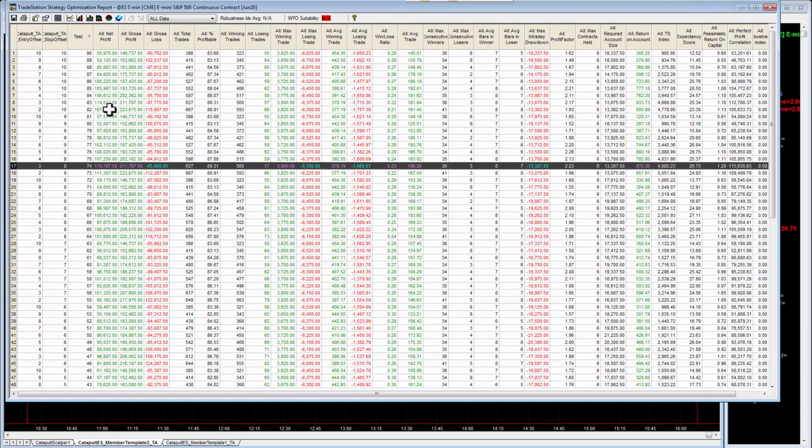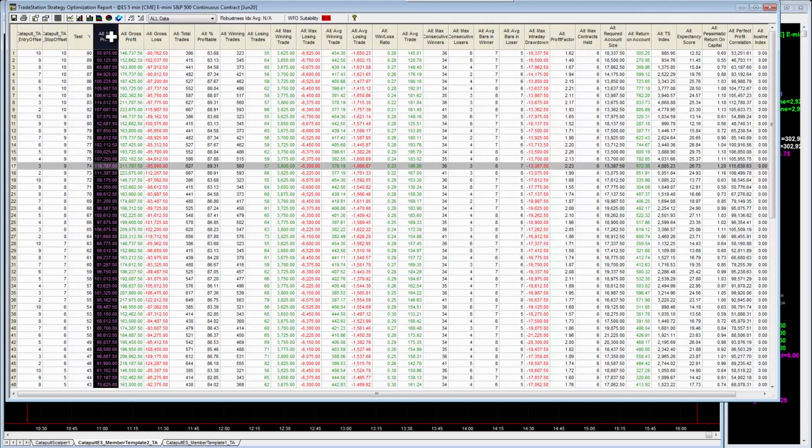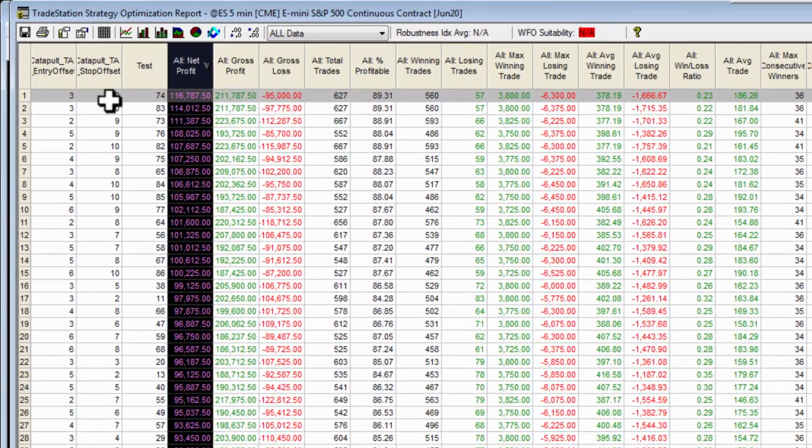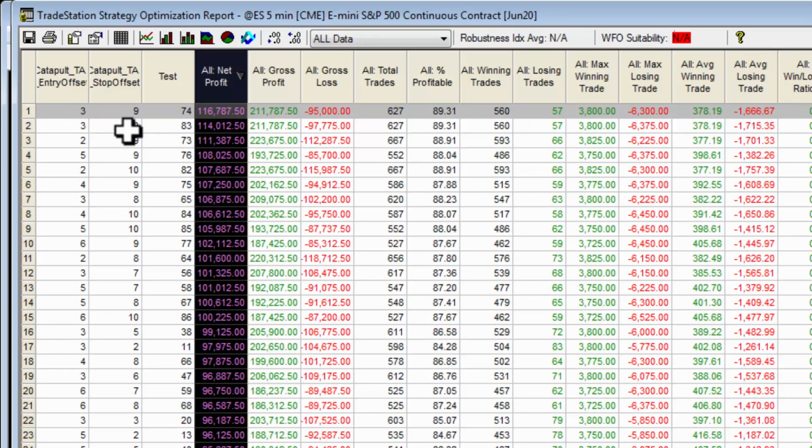We could sort on the all net profit and see that there are some other good choices. There's 3-9, there's 3-10, there's 2 and 9. That's 2-tick entry, 9-tick stop. It likes a slightly larger entry and quite a bit of a larger stop to give the trade more room to develop, and that makes sense.